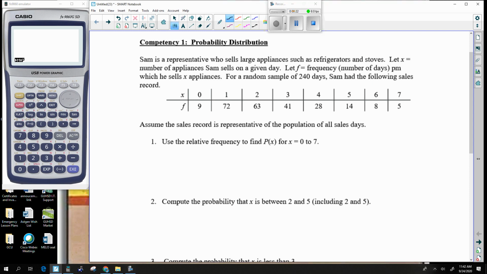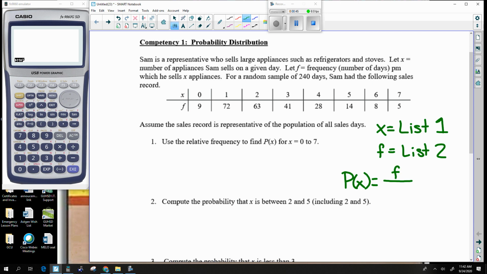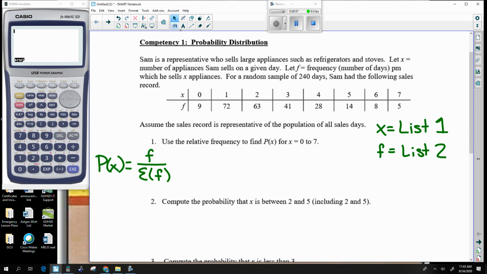What I am going to do is the key to success on these is setting up your calculator. So I'm going to be putting my x's, the individual numbers, into list 1, and the number of those, the frequencies, into list 2. So the probability of something in general, again, is the number of them, so the individual frequency, divided by the total number, aka the numbers of all the frequencies put together. And so that is, in essence, what this first problem is going to be, is finding these probabilities. So we're going to be finding a probability for each one of those things individually.